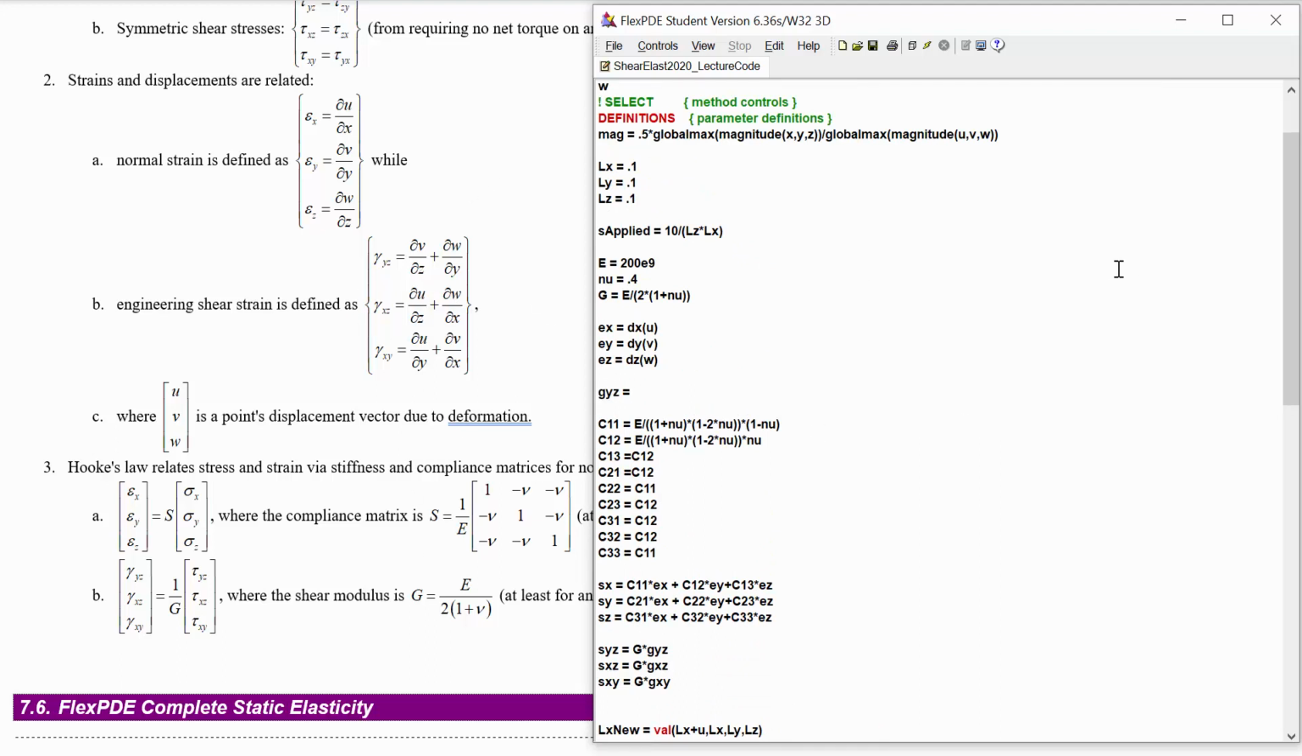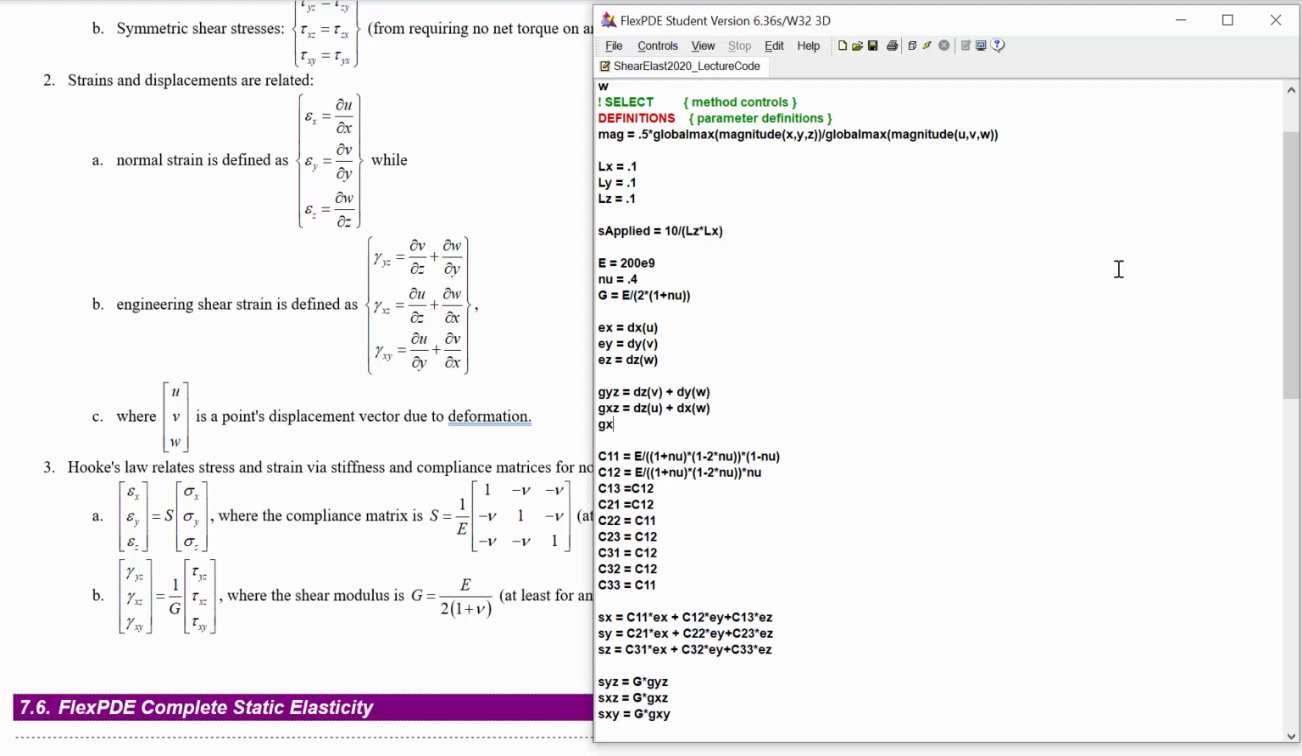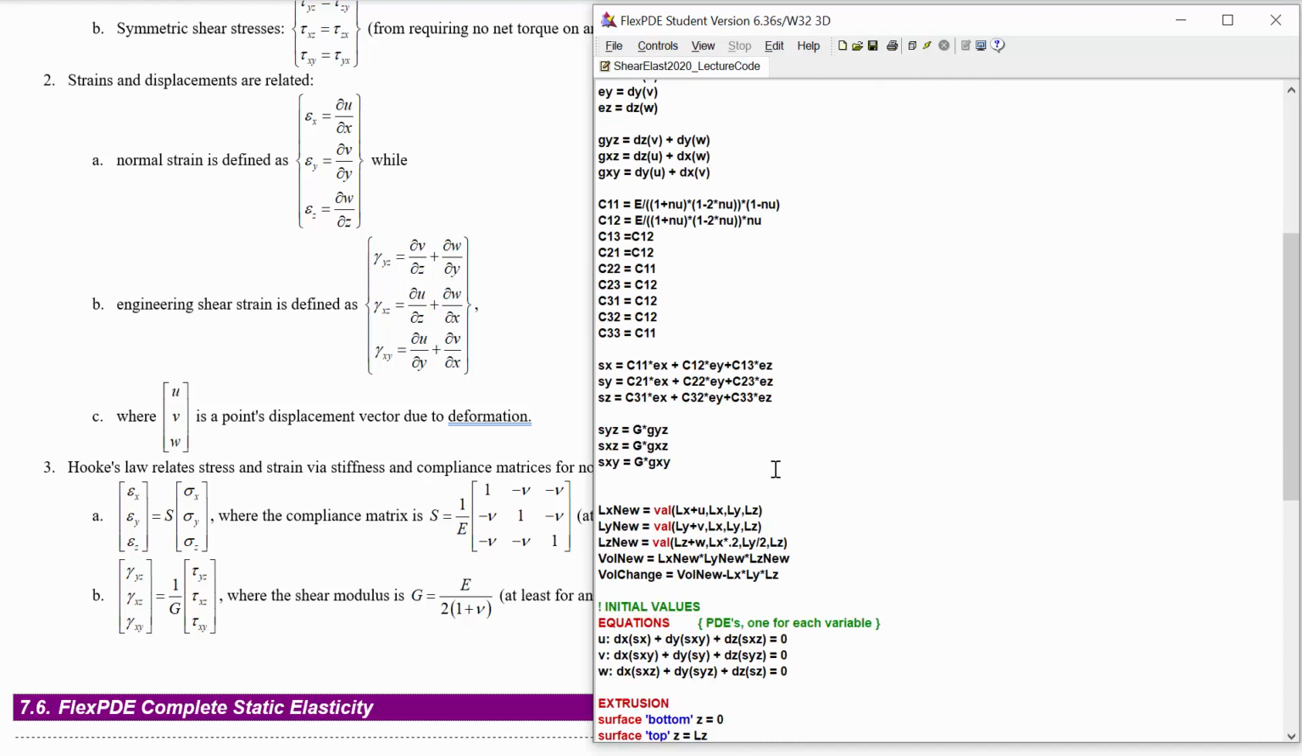Gamma yz is equal to dz of v plus dy of w. Then similarly, gamma xz is equal to the partial in the z direction of the x displacement plus the partial in the x direction of the z displacement. And gamma xy is the partial in the y direction of the x displacement plus the partial in the x direction of the y displacement. And just check that we haven't made any mistakes. So there's some nice symmetry going on here. Looks all good, and that might do it.